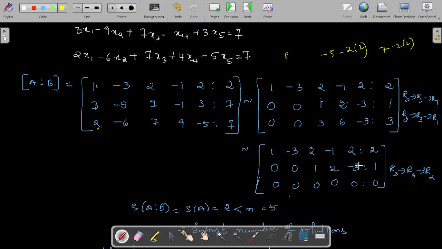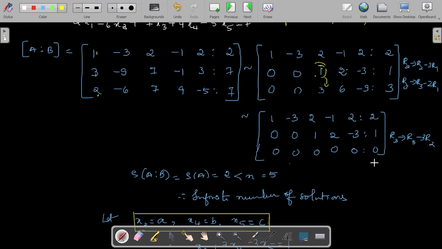So now once again, this is the first non-zero entry of the second row, the element below which has to be made 0. Therefore, R3 changes to R3 minus 3 into R2. So, no change in the second row, no change in the first row. 3 minus 3, 0. 6 minus 6, 0. Minus 9 plus 9, 0. 3 minus 3, 0. Now, you have to count the number of non-zero rows in the augmented matrix. There are 2. In the matrix A also, there are 2.